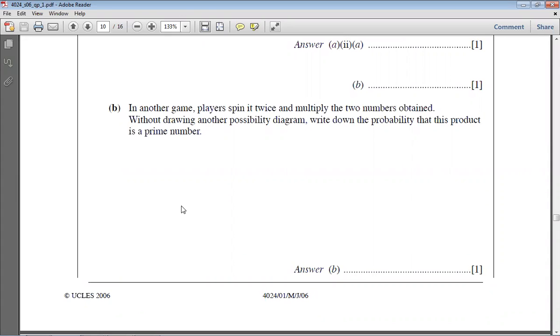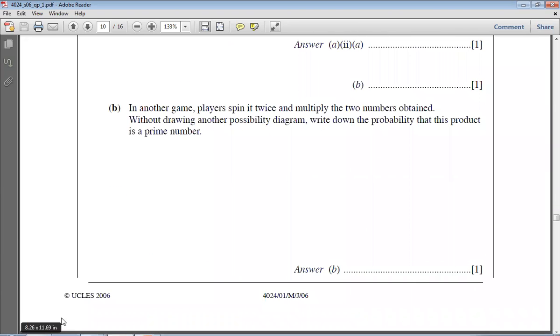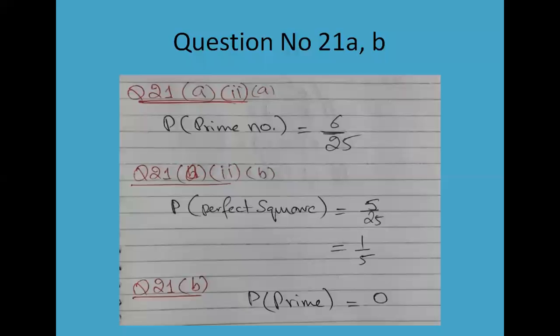In another game, players spin it twice and multiply the two numbers obtained. Without drawing another possibility diagram, write down the probability that this product is a prime number. You see, when you multiply two prime numbers, the answer is not a prime number. So there will be no prime numbers, so 0 is the answer. This 5 by 25 also has been cancelled, so you have 1 by 5.